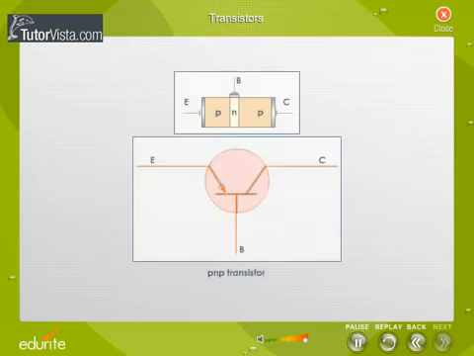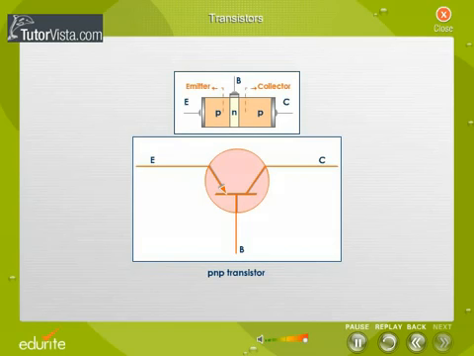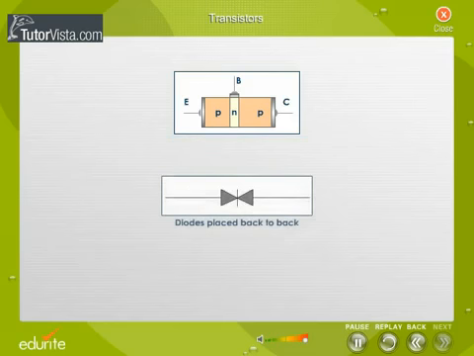The structure of the PNP transistor, together with its circuit symbol, is shown here. The outer regions are called the emitter and collector, and the narrow central region is called the base. The configuration contains two junctions, namely the emitter-base interface and the collector-base interface. We can consider the transistor as two diodes placed back to back.